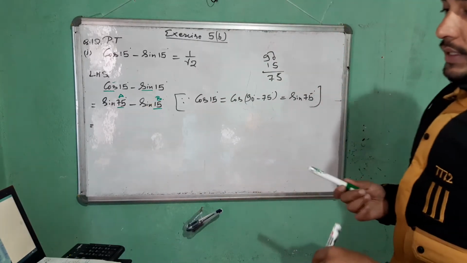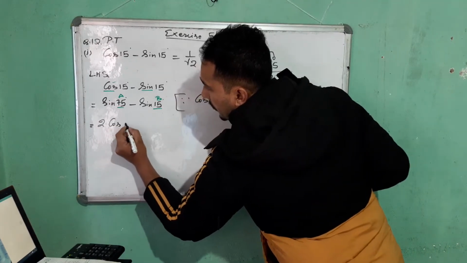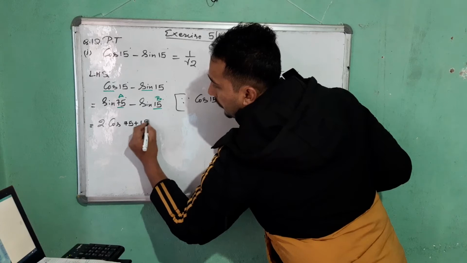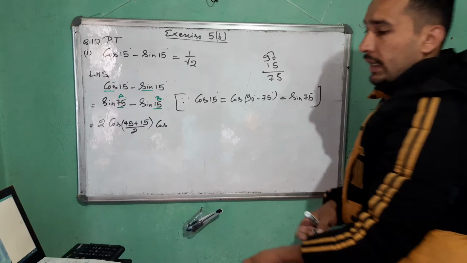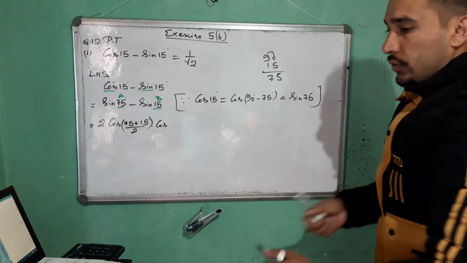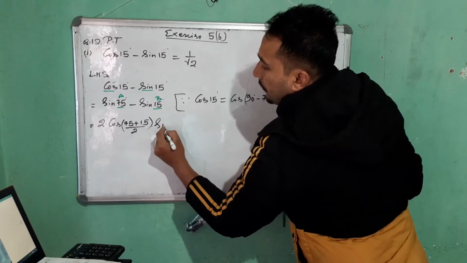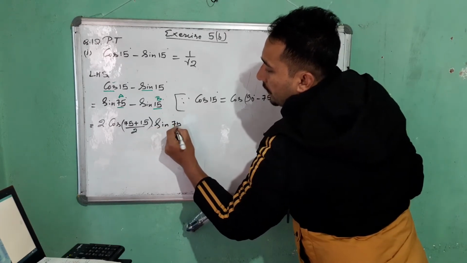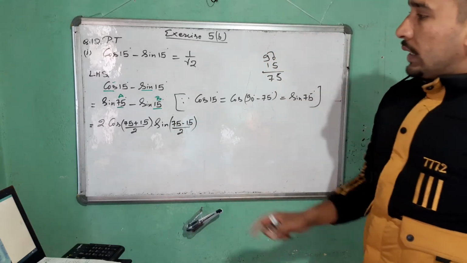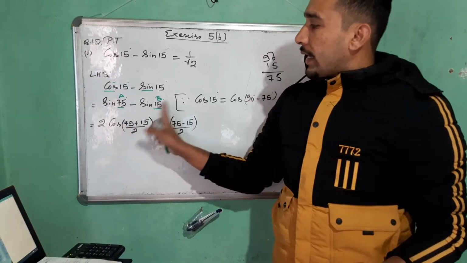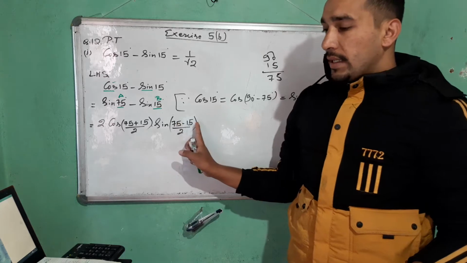The formula for sine A minus sine B is 2 cos A plus B by 2, 75 plus 15 by 2, into sine A minus B by 2, 75 minus 15 by 2. Okay, sorry, sine A minus B by 2. The formula for sine A minus sine B is 2 cos A plus B by 2 dot sine A minus B by 2.